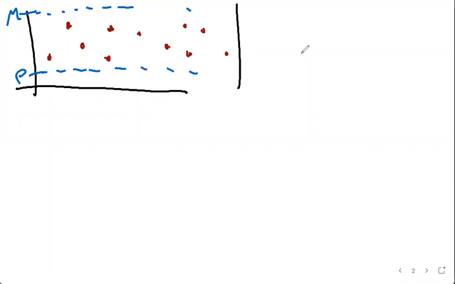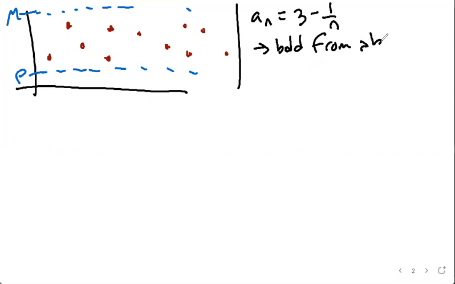That was doing it with pictures. I can also give you a specific formula. For example, let's suppose that a sub n is equal to 3 minus 1 over n. This is going to be bounded. BDD is my abbreviation for bounded sometimes. It's bounded from above by m equal to 3, because every term of the sequence is 3 minus something positive. So the terms are always going to be less than 3. So 3 is an upper bound.